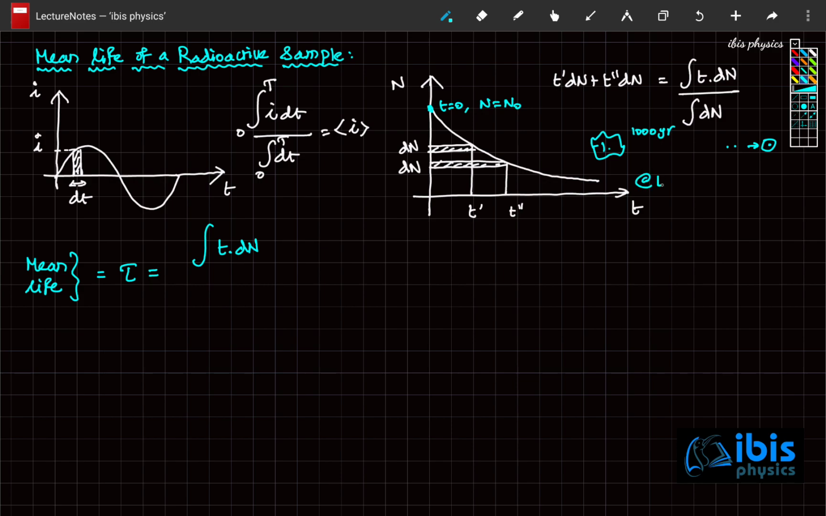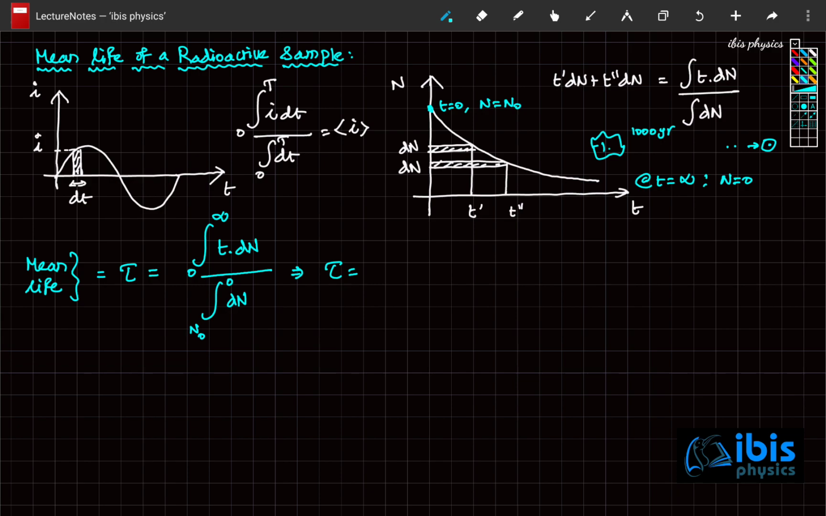So at t equal to infinity, the last atom decays, hence you will be left with 0 atoms. Hence the integration should be carried from 0 to infinity for time. At time t equal to 0, we have the initial number of atoms n0. After infinite time, you are left with 0 atoms. So it is the integral to be integrated from n0 to 0, which means tau is equal to the integral of t dn.